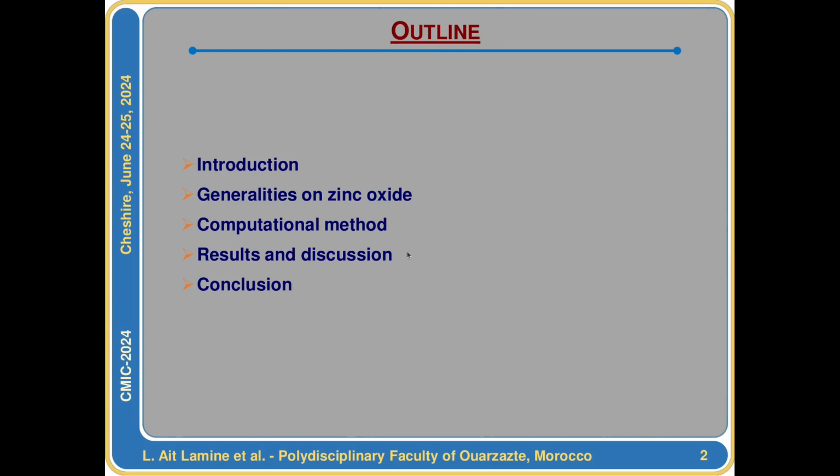So here's the outline that we are going to follow in this talk. First, I will begin with an introduction, giving you the general context of our work and its objective. Then we will say some general properties on zinc oxide. After that, the computational method we use to perform calculations, followed by the obtained results and their discussion, and I will end with a conclusion.